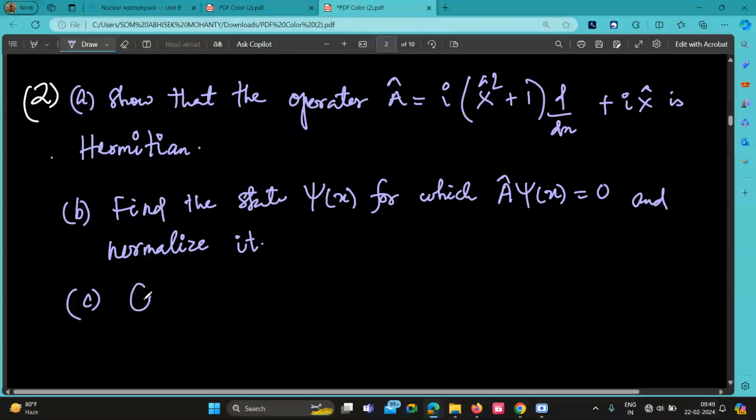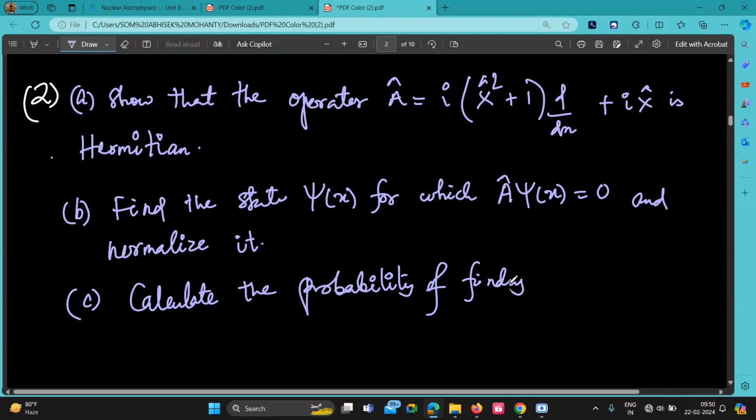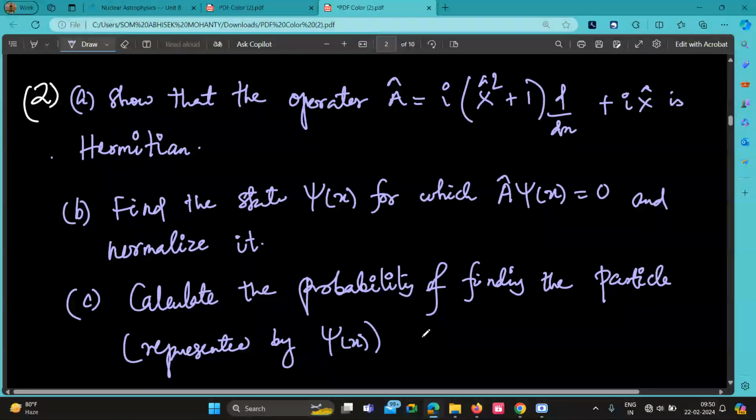Calculate the probability of finding the particle represented by psi(x) in the region -1 to 1.